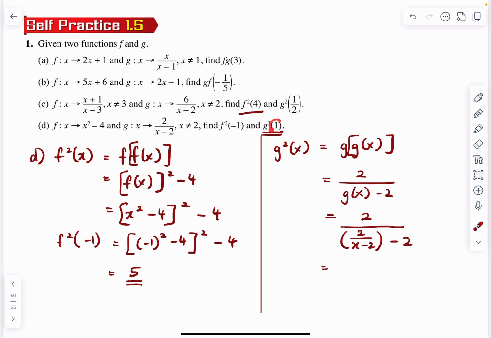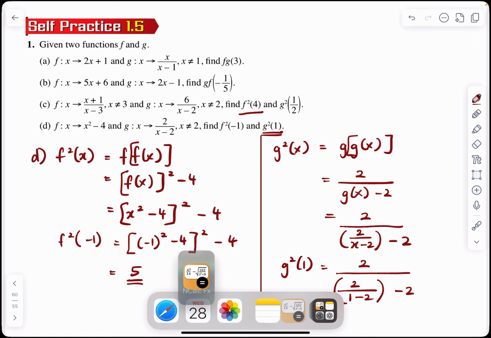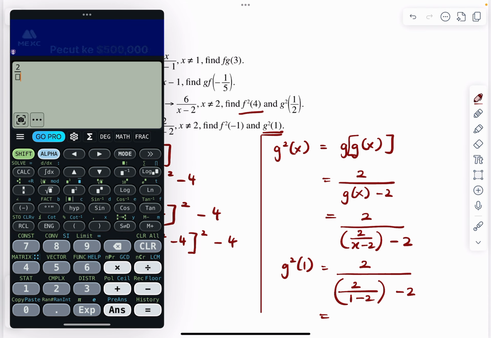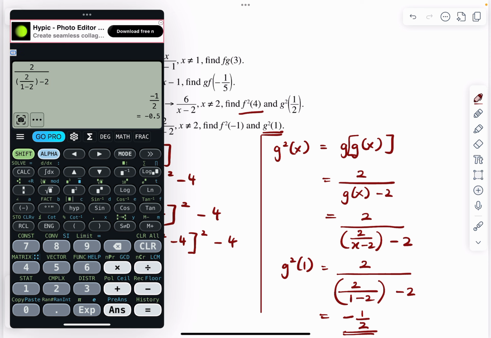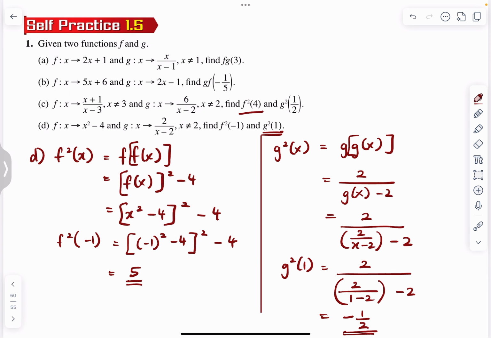Then we find g squared of 1. So you just sub the x. So if g squared x is this, g squared of 1 would be 2 over (2 over 1 minus 2) minus 2. You can put this in our calculator. 2 over 1 minus 2, minus 2. We get negative 0.5. So you can write it as a fraction, negative 1 over 2. That's it. That's all.